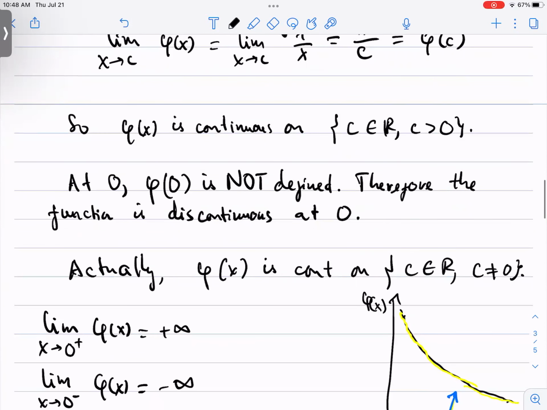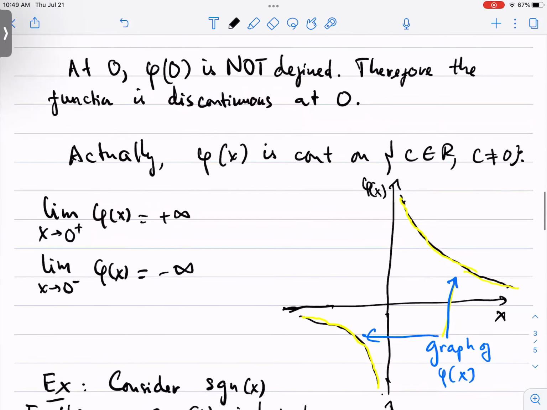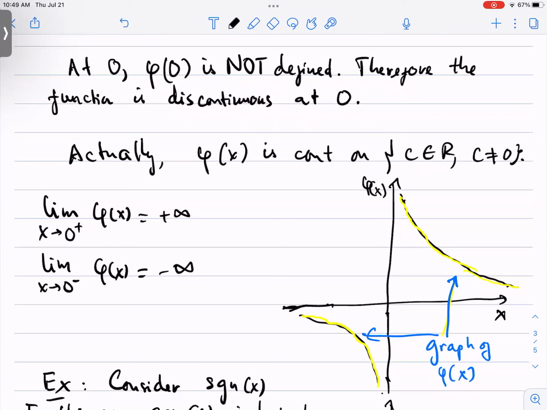At 0, the function is not defined. That's why the function is discontinuous at 0. It's not even defined. Actually, the function phi of x here is continuous at any number different from 0. That is, it is continuous on the set of numbers c with c different from 0.